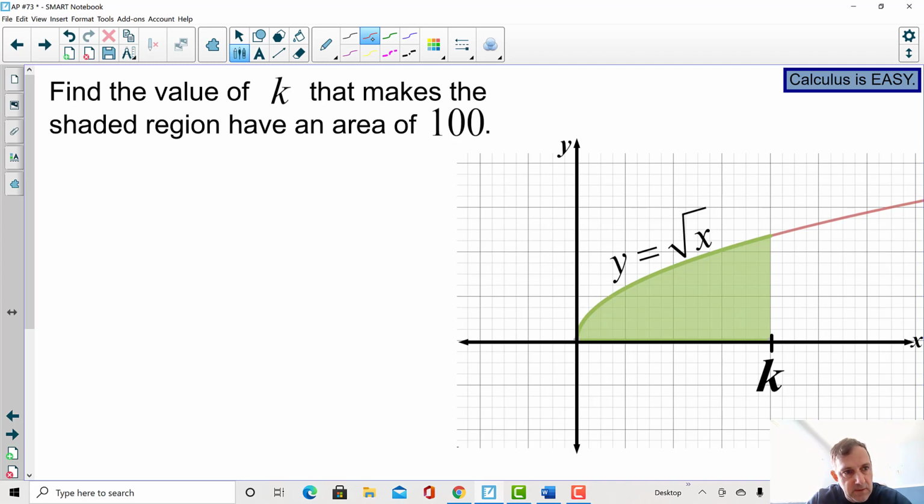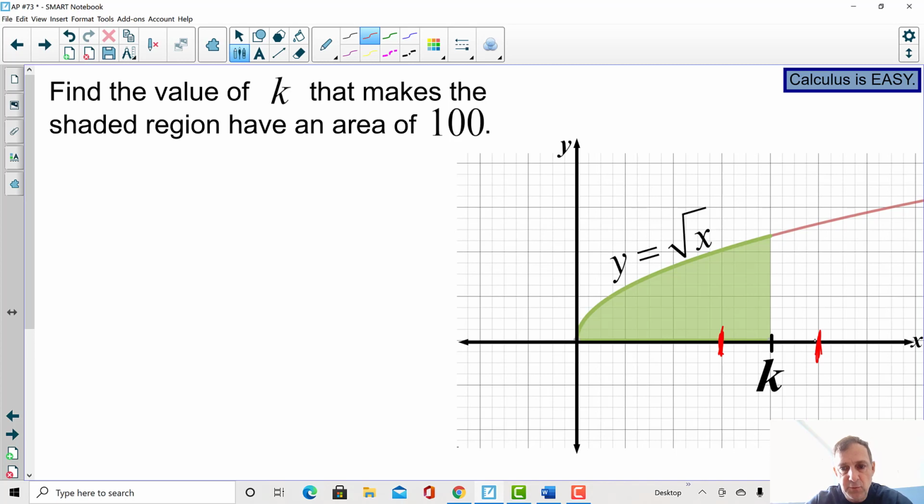Okay, now we're going to look at some slightly different examples. These are little puzzles. So this first one says find the value of k that makes the shaded region have an area of 100. So we can move the k anywhere we want. We can move it here, we can move it there, anywhere that we want.